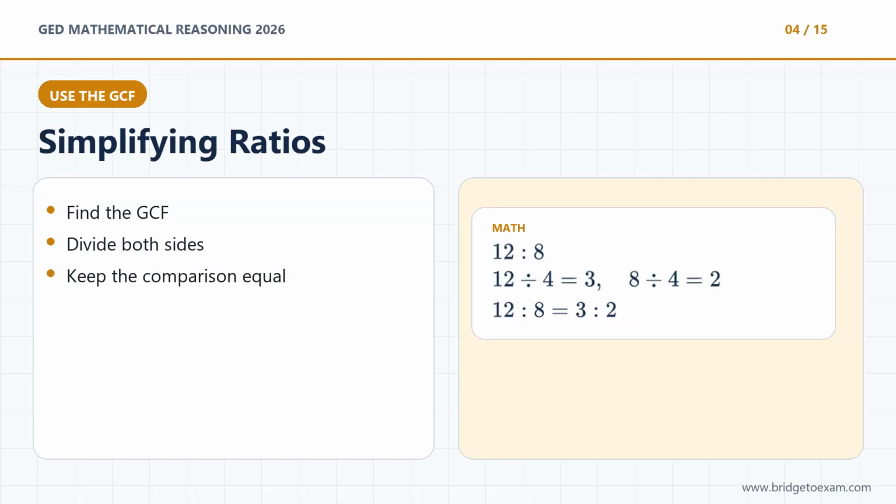Simplifying a ratio works just like simplifying a fraction. For 12 to 8, the greatest common factor is 4. Divide both sides by 4. 12 divided by 4 is 3, and 8 divided by 4 is 2. So 12 to 8 simplifies to 3 to 2.